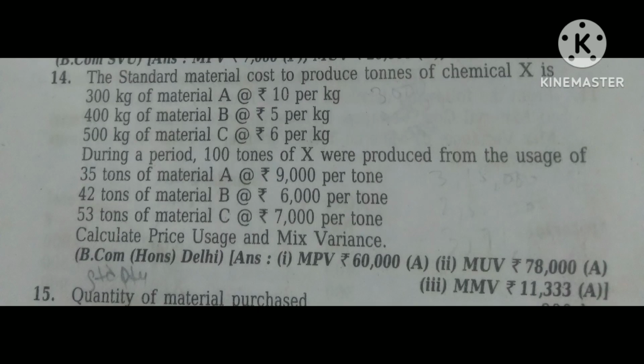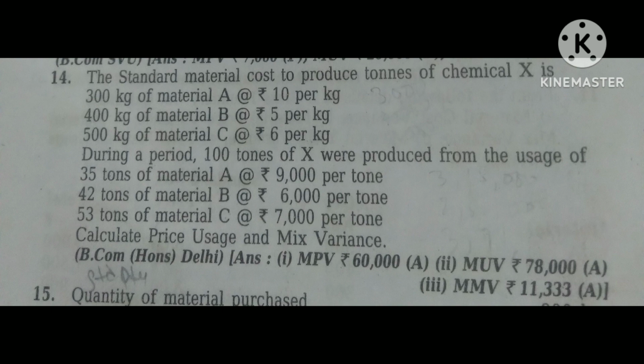Okay guys, now let us see the 14th problem. The standard material cost to produce tons of chemical X is 300 kg of material A at the rate of rupees 10 per kg, 400 kg of material B at the rate of rupees 5 per kg, 500 kg of material C at the rate of 6 per kg.